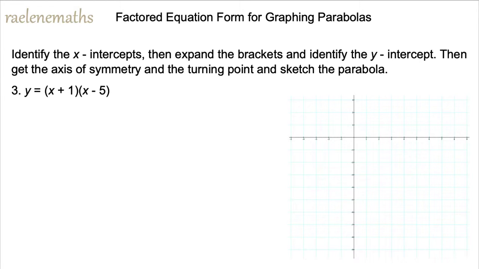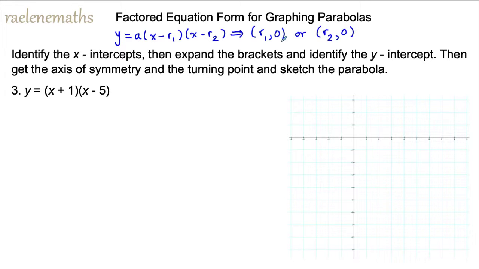In this video, we will take a look at the factored form for a quadratic equation and use that form to graph a parabola. The factored form is y equals a times (x minus r1) times (x minus r2), where the x-intercepts are located at (r1, 0) and (r2, 0).